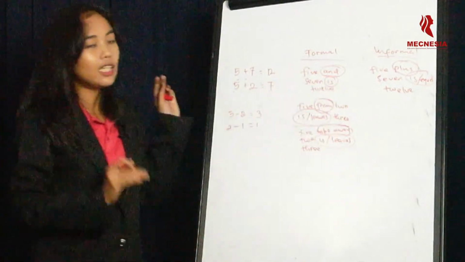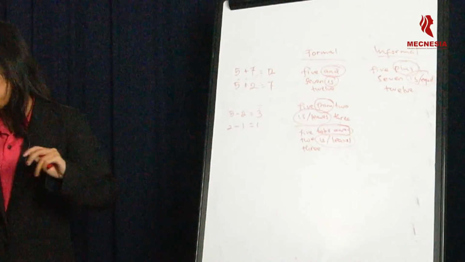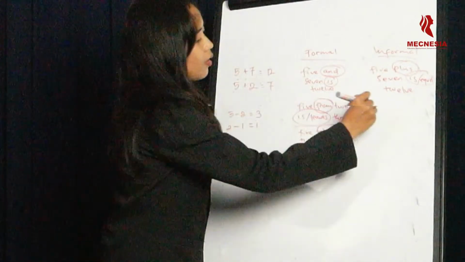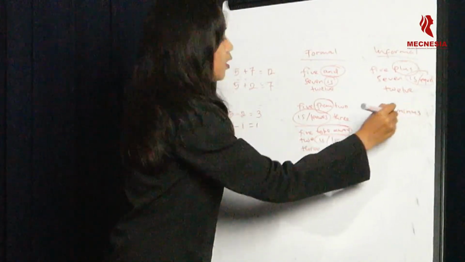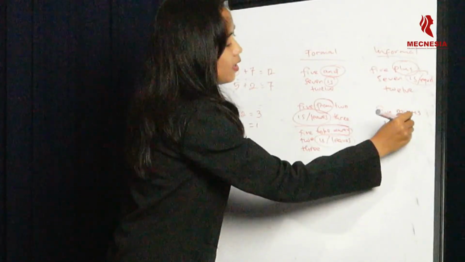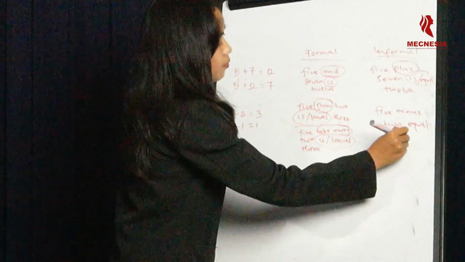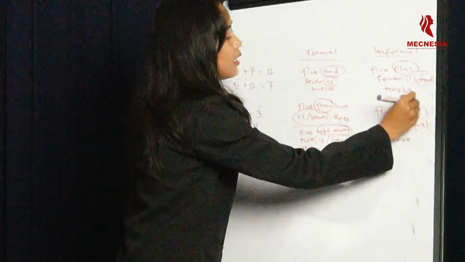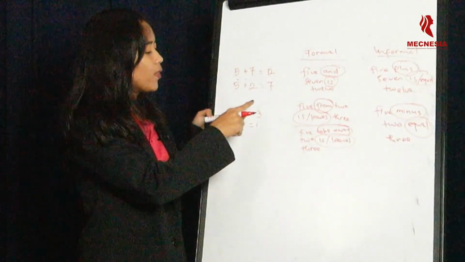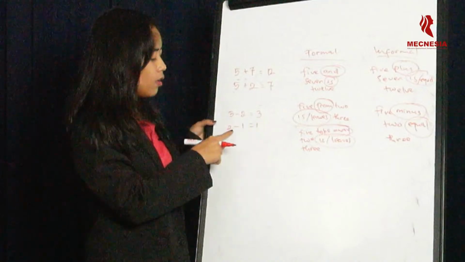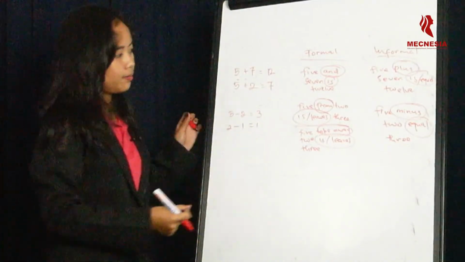Next is the informal way. The informal way, we use the symbol. So, for example, 5 minus 2 equal 3. We use minus and equal. 5 minus 2 equal 3. 2 minus 1 equal 1.